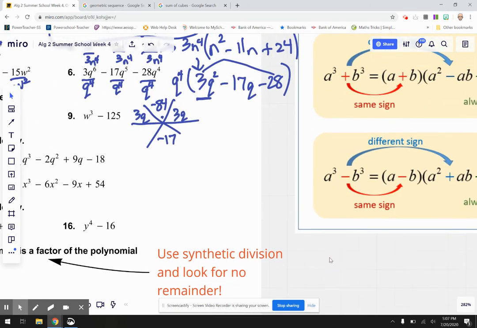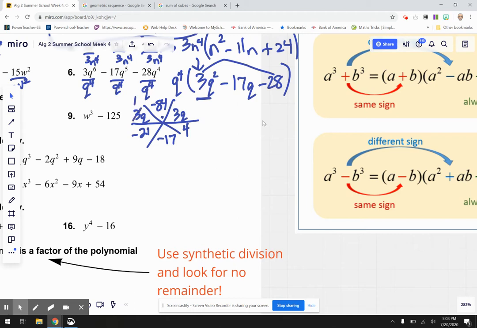2 times 42 is not going to give us 17. So how about 4 and 21? Yes, that will work. I would need the negative 21 and the positive 4, because if the bottom one's negative, the bigger one's got to be negative. And that can be reduced.